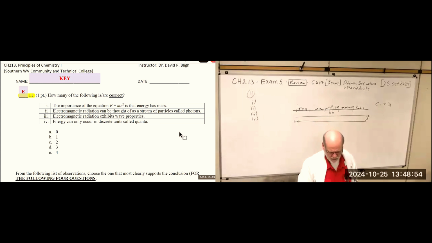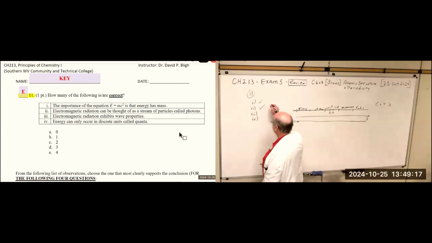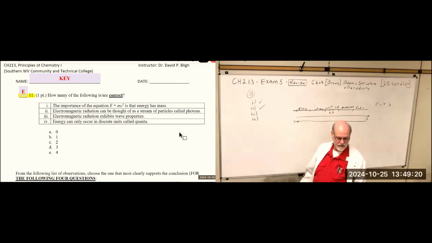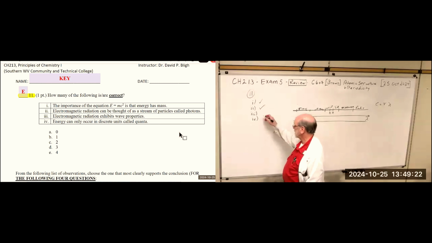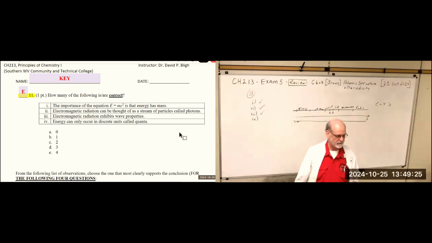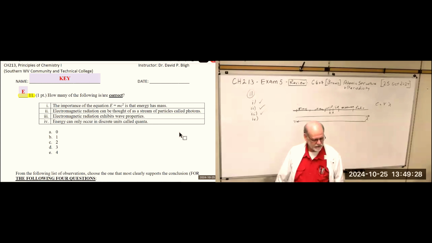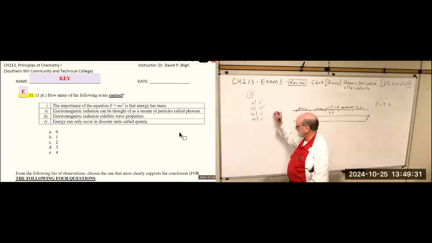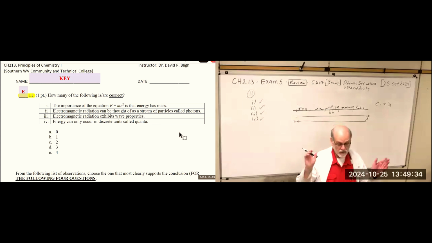So let's see. Statement 1, the importance of the equation E equals mc squared is that energy has mass. Yeah, it equates energy with mass. So this one's correct. Electromagnetic radiation can be thought of as a stream of particles called photons. Yep, that's true. Electromagnetic radiation exhibits wave properties. It does that too. It's both wave and particle. Energy can only occur in discrete units called quanta. That's also true. Right, so all of them are true.